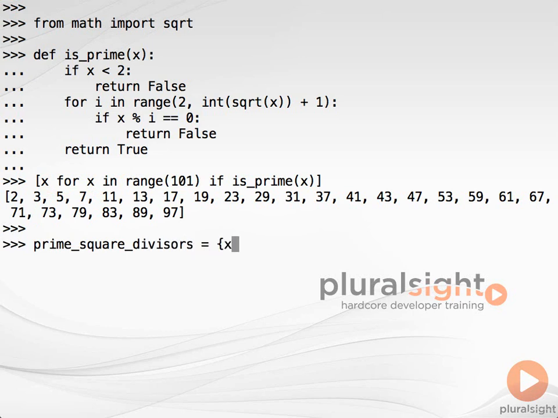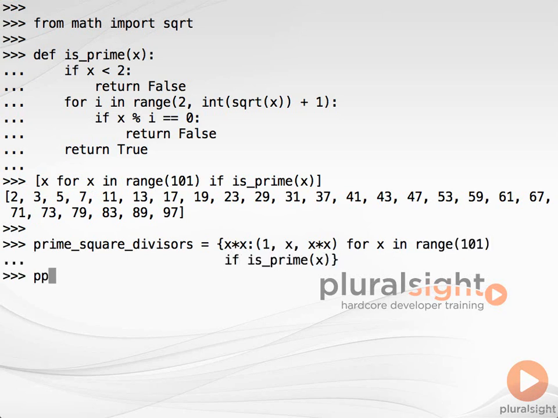There's nothing to stop us combining a filtering predicate with a transforming expression. Here's a dictionary comprehension which maps numbers with exactly 3 divisors to a tuple of those divisors.